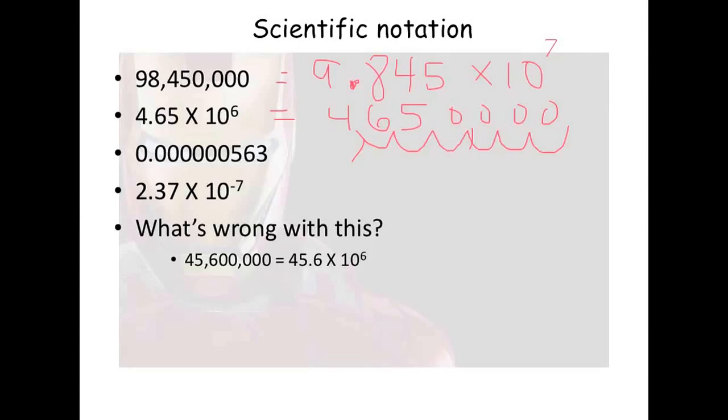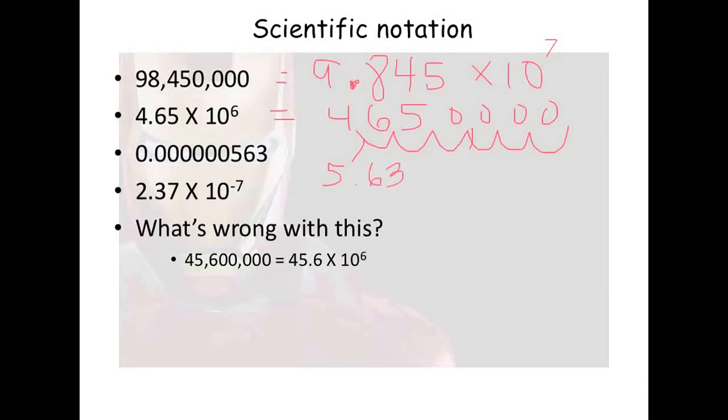Okay, now, if we have really, really small numbers, we can write them in scientific notation as well. So what we do with this is we start all the way to the left and look for our first non-zero digit, until we see 5 and 6. So there we go. The decimal has to go between 5 and 6.